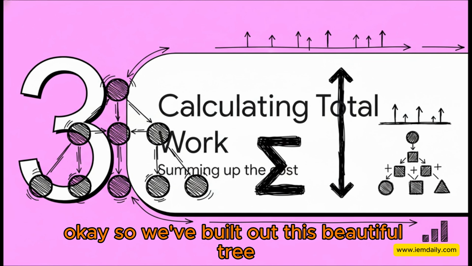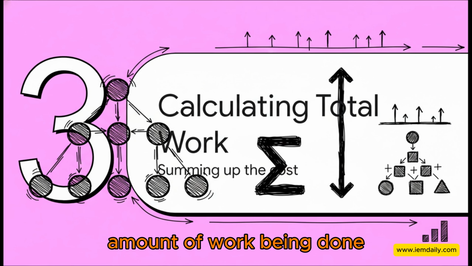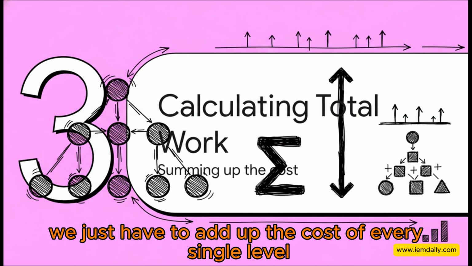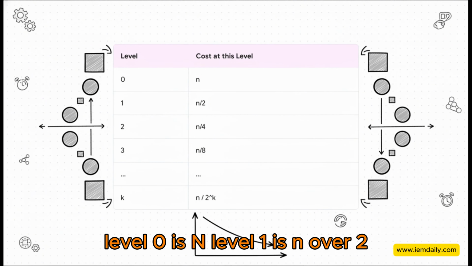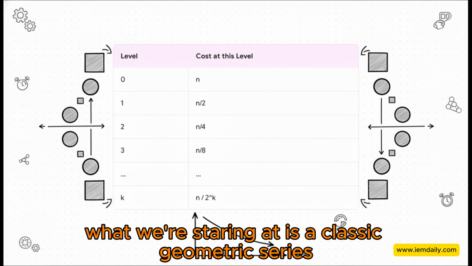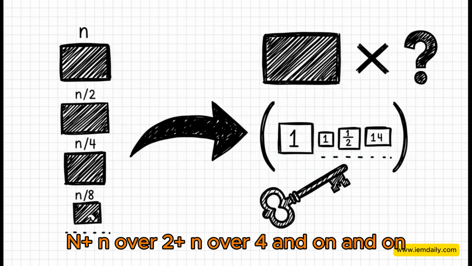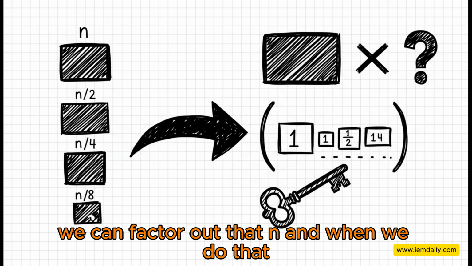Okay, so we've built out this beautiful tree. Now what? Well, now we have to figure out the total amount of work being done. And to do that, we just have to add up the cost of every single level. This table really lays it all out for us. Level 0 is n. Level 1 is n/2. Level 2, n/4. You see the pattern. What we're staring at is a classic geometric series. So to get the total work, we sum up all those costs: n + n/2 + n/4 and on and on. Now, a little math trick here. We can factor out that n.